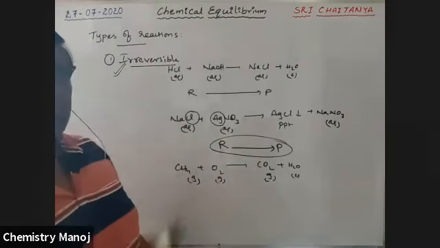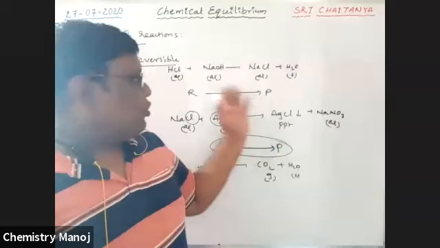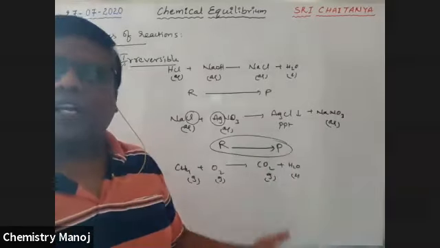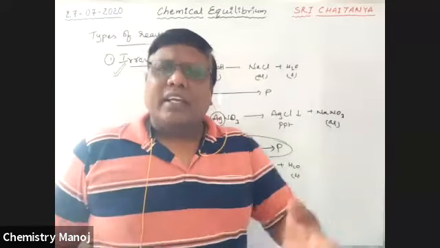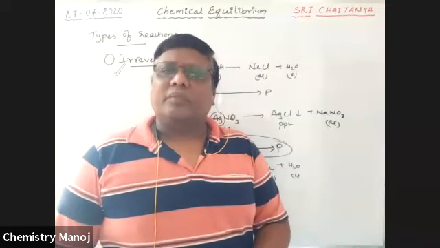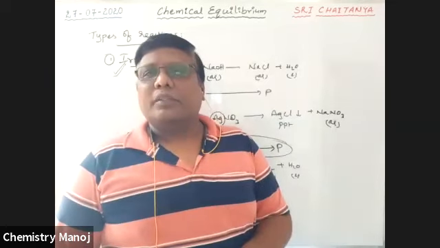Neutralization reactions are irreversible reactions. Precipitation reactions are irreversible reactions. Next, combustion reactions are also considered irreversible reactions. In nature, a number of irreversible reactions are there. Along with that, some reversible reactions are also possible.